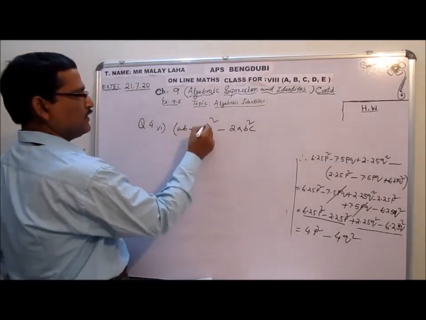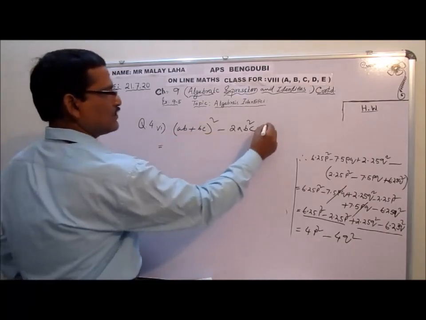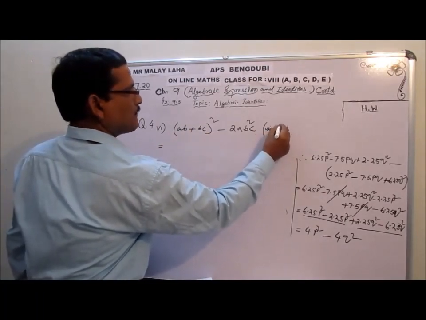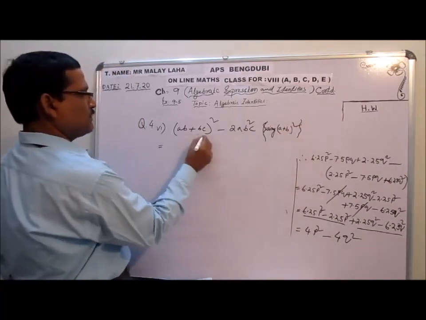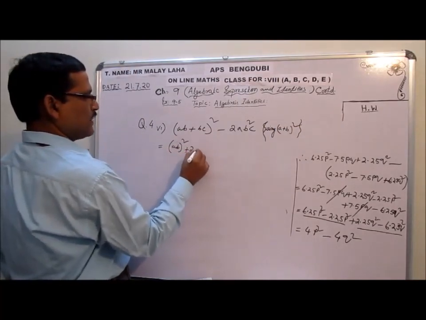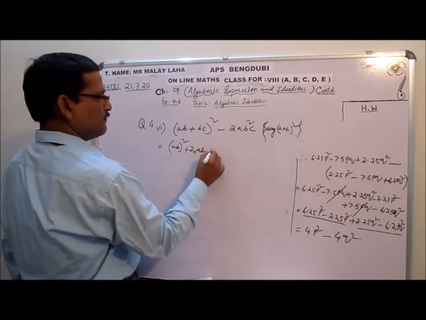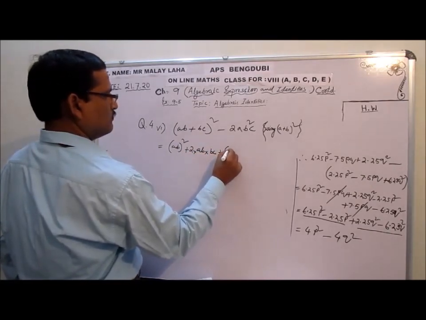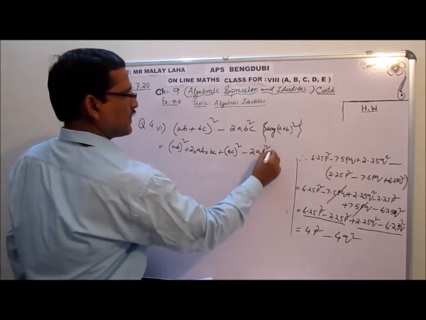A plus B whole square. So you just simplify using (A plus B) whole square. Only this part will simplify. So AB square plus twice AB into BC, plus BC whole square, minus twice AB square C.